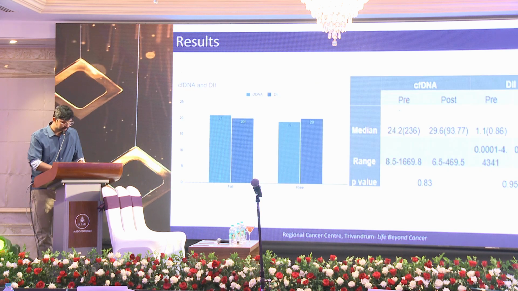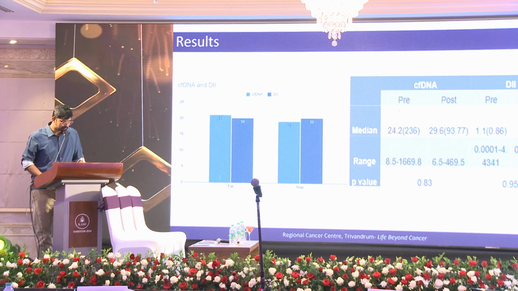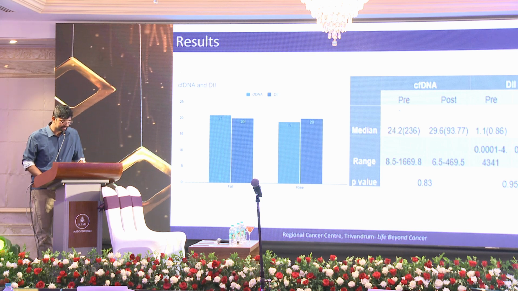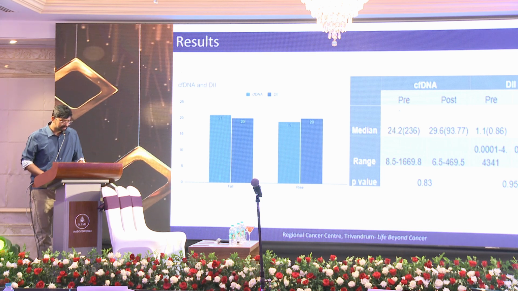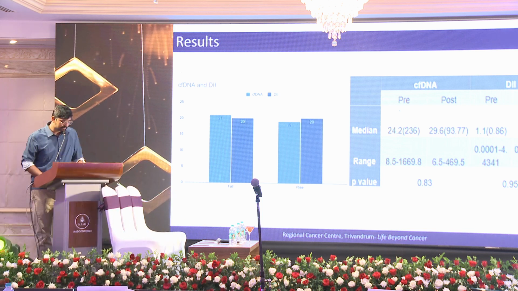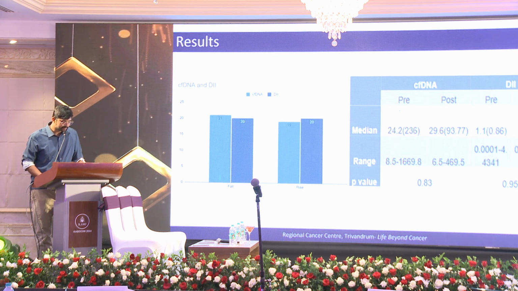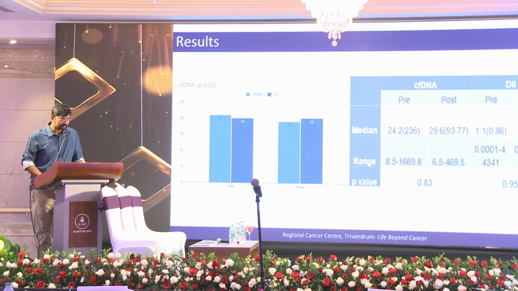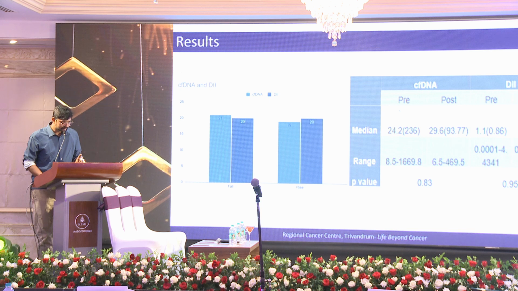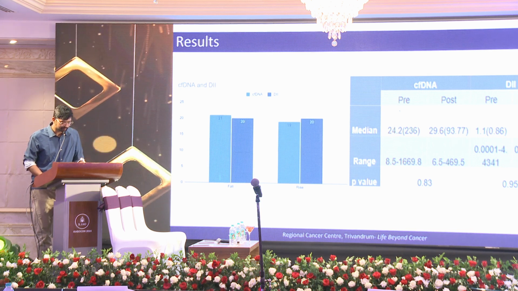Coming to the results, as we can see, only 21 patients showed a fall in the cfDNA in the postoperative period, whereas 19 patients had an increase in their cfDNA levels. And of these 20 which showed a rise, 3 patients had recurrence. In the DNA integrity index, 20 patients showed a fall and 20 patients showed a rise. And in 1 patient, we could not detect the DNA integrity index preoperatively.